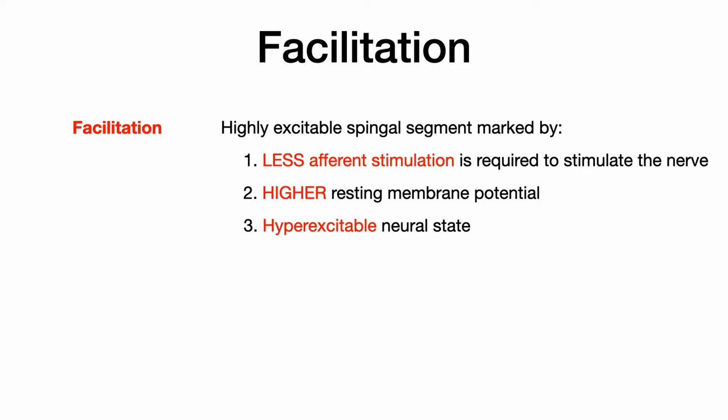So the conclusion here is that with all 3 of these characteristics, a facilitated segment or a facilitated body part coming from that segment, or a muscle that's innervated by a facilitated segment, will exist in a hyperexcitable state with a higher resting membrane potential where less stimulation is required to stimulate it, which basically means that any little action will set off this reflex. That's facilitation. Now, one of the important things that goes along with facilitation are 3 terms that have to do with abnormal reflexes or abnormal pain responses due to abnormal reflexes.